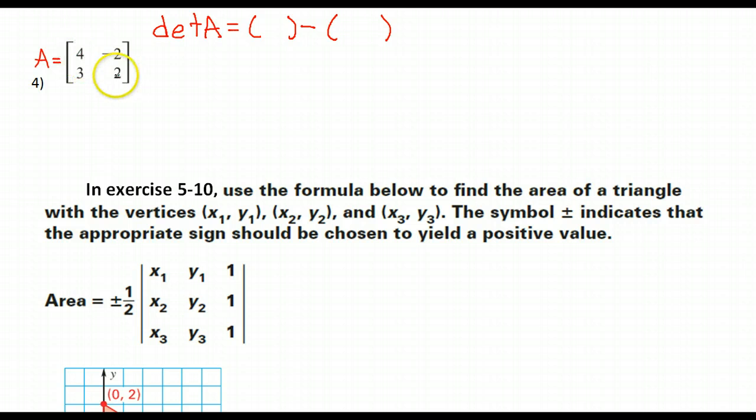So let's see, down diagonal, up diagonal. So 4 times 2 is 8. And then 3 times -2 is -6. All right, of course, this is really 8 plus 6. So that's 14. So that is my determinant.